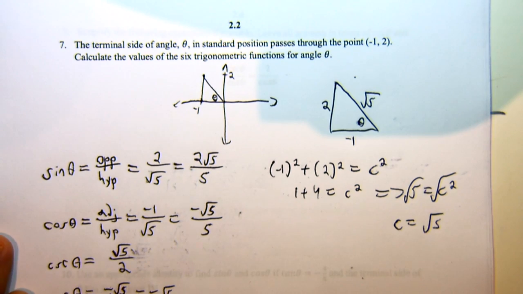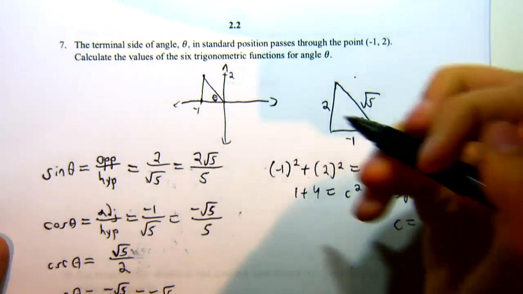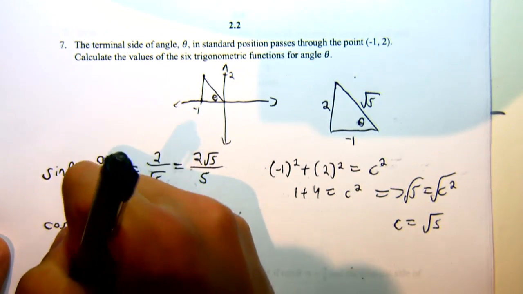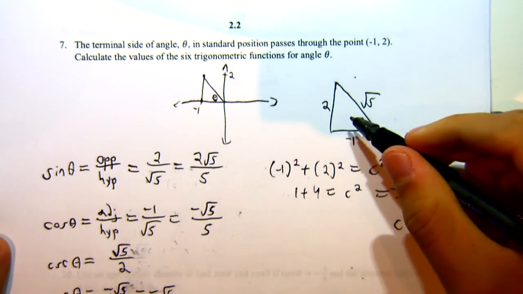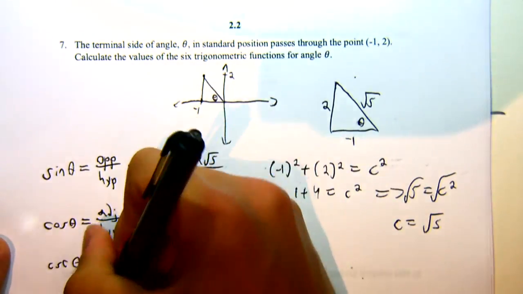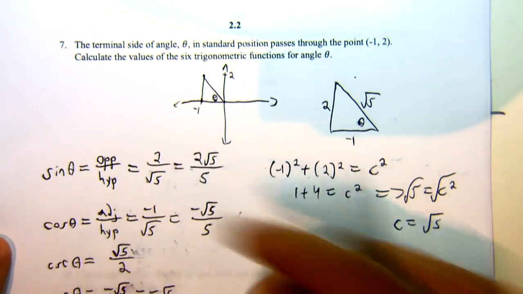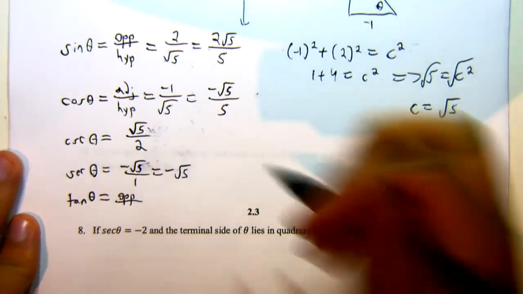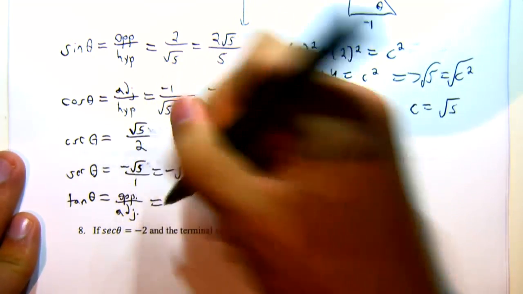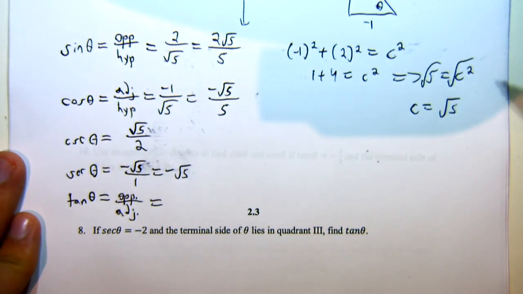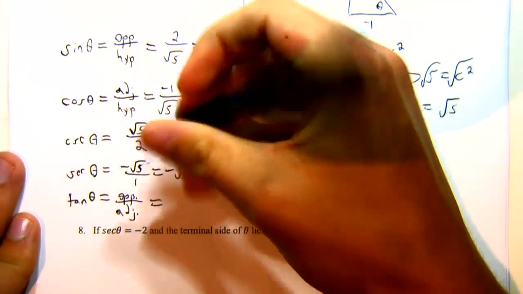Alright, and then we can find tangent. And tangent is opposite over adjacent. So yeah, opposite over adjacent, so that's 2 over negative 1. So that's just going to be negative 2.